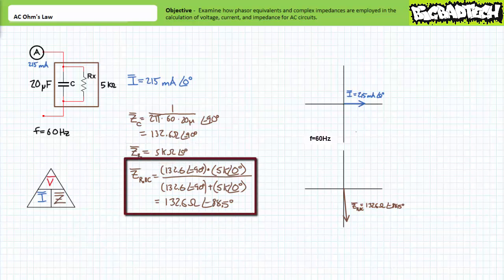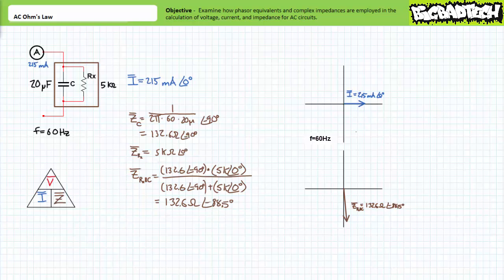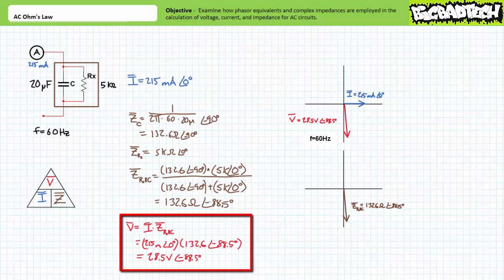When combined in parallel, the whole non-ideal capacitor presents an impedance of roughly 132.6 ohms at an angle of negative 88.5 degrees. As with our non-ideal inductor, this non-ideal capacitor is still primarily capacitive, and that negative 88.5 degrees is super close to negative 90 degrees. However, there is a resistive portion that is accounted for by the slight skew from the perfectly vertical negative imaginary axis. Now, since we're being asked to solve for voltage, we multiply the phasor equivalent current I by the complex impedance Z to solve for V, the phasor equivalent voltage.